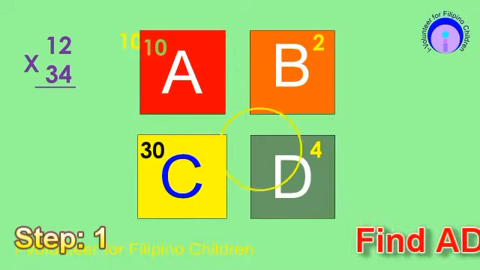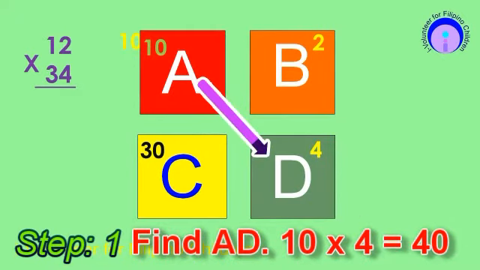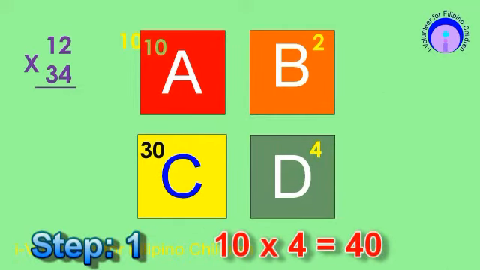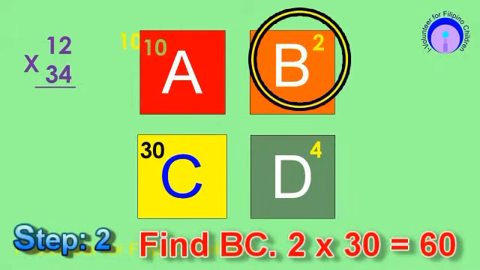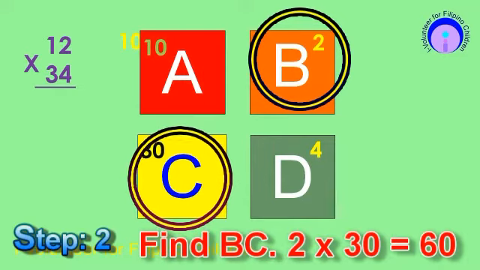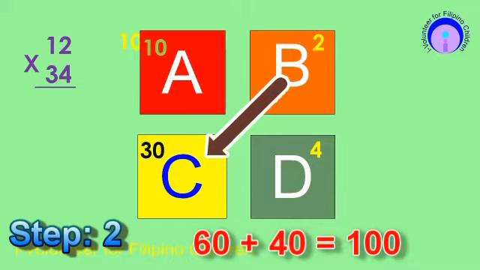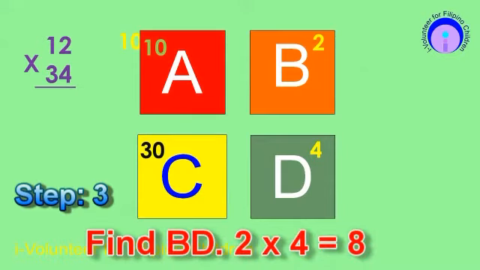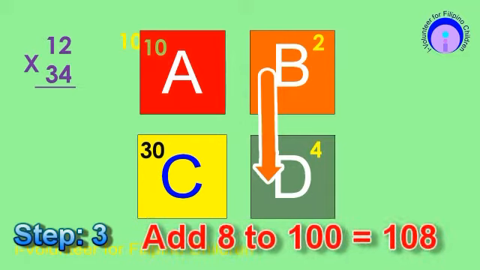Step number 1, find A and D. 10 times 4 is equal to 40. Be sure not to forget this number because this will be needed in the next step. Step 2, find BC. 2 times 30 is equal to 60. 60 will be added to 40 to become 100. Step 3. Find BD. 2 times 4 is equal to 8. Now add 8 to the previous answer.